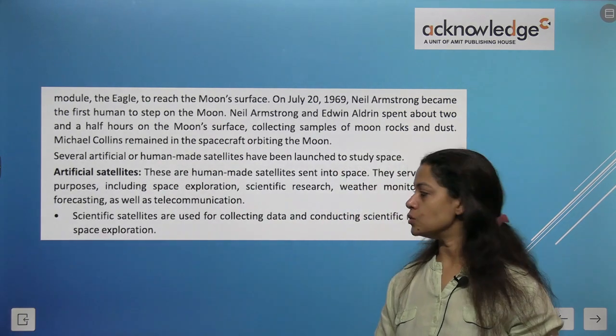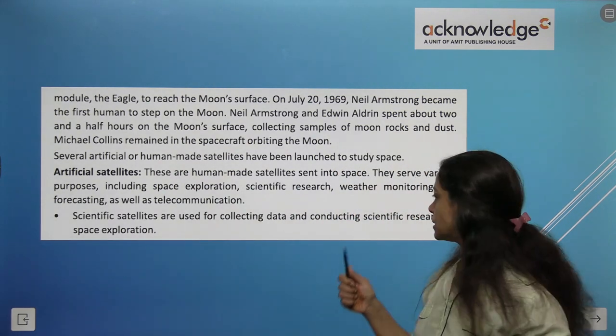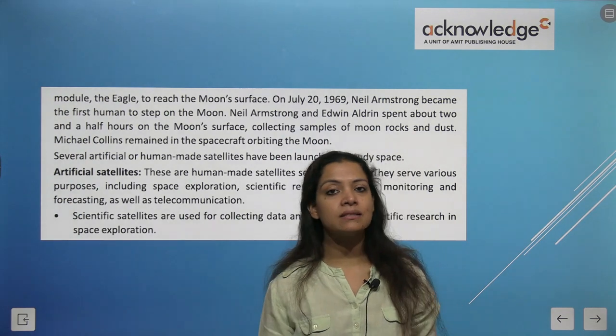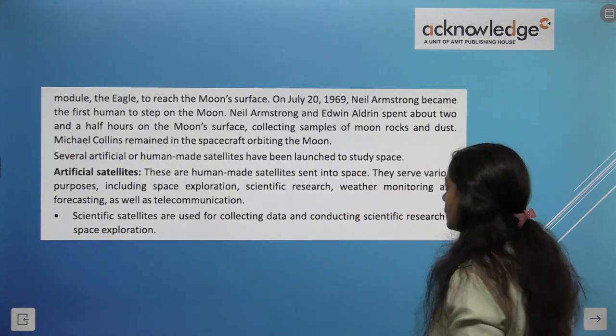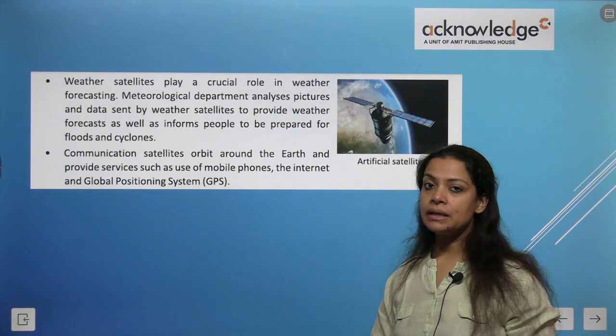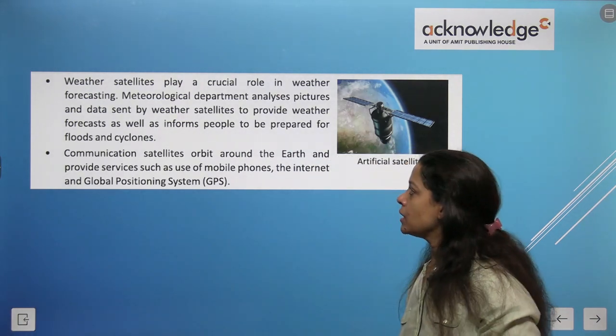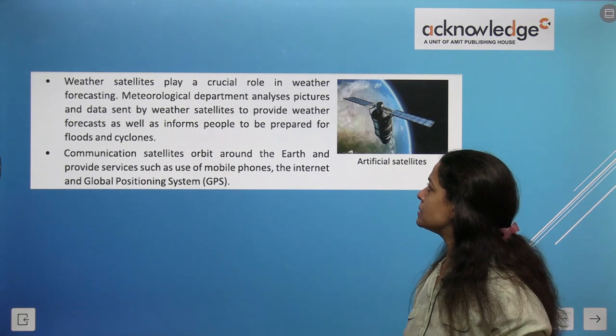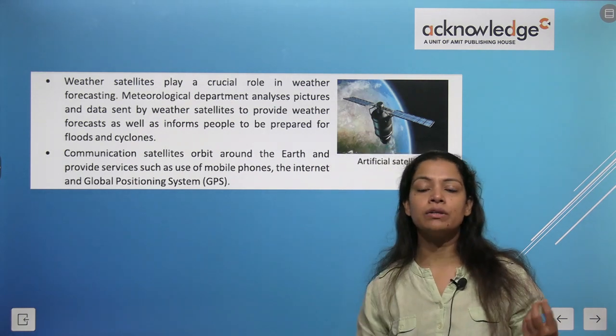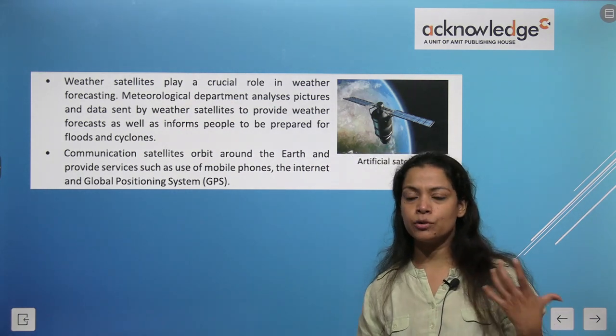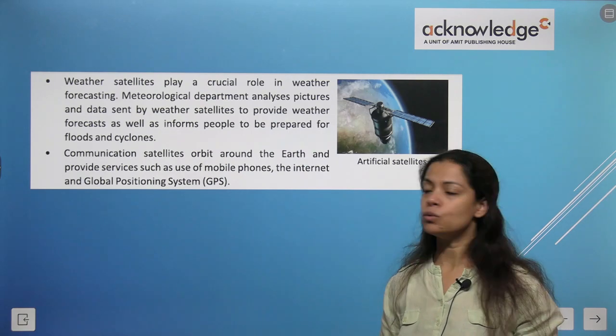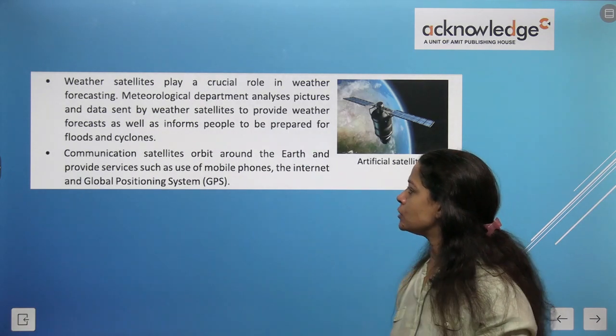Scientific satellites are used for collecting data and conducting scientific research in space exploration. Now, weather satellites play a crucial role in weather forecasting. The meteorological department analyzes pictures and they send data studying all these weather changes, and this is how we come to know whether tomorrow there will be rain, tomorrow it will be sunny, there will be cool waves. So it informs people to be prepared for floods and cyclones as well.